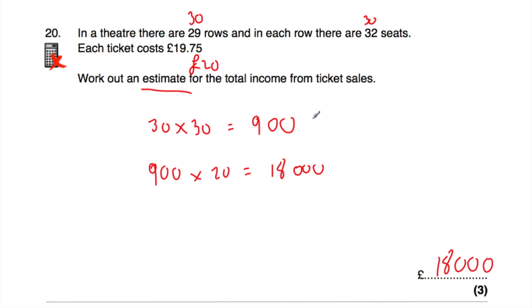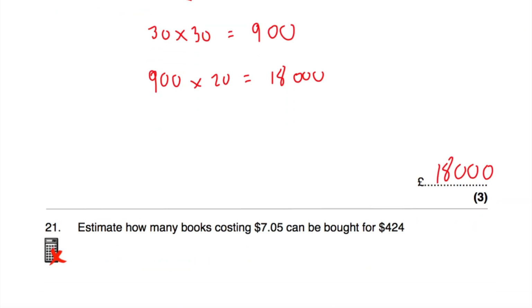29 multiplied by 32 is equal to 928. So actually our estimate's a little bit under in terms of the number of seats. But then whenever we multiply by the price, we get an estimate of the actual value would be, if it was a calculator question, would be 18,328. So it's pretty close. It's a good estimate. Okay, let's look at the next question, question number 21.